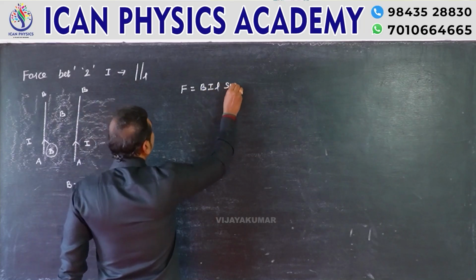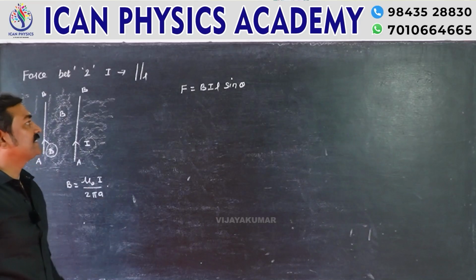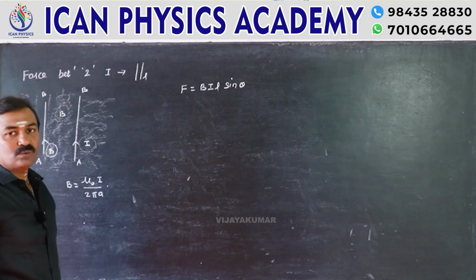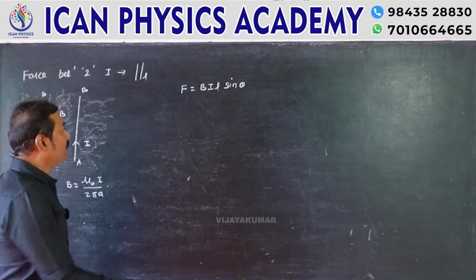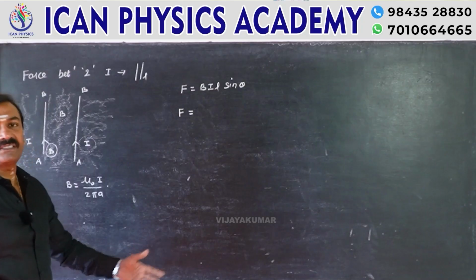BIL sin theta. Suppose in case theta is 90, so sin 90 is 1. So 1 into BIL, so it becomes BIL. Or otherwise, I want to represent it in vector form.